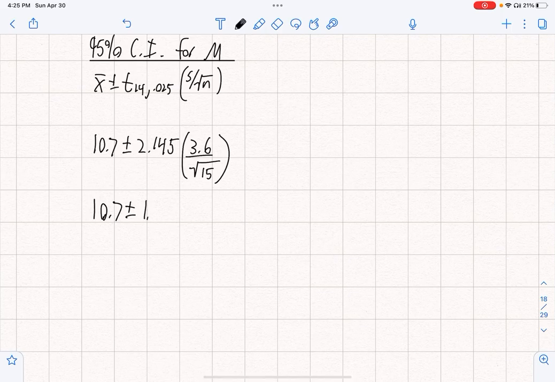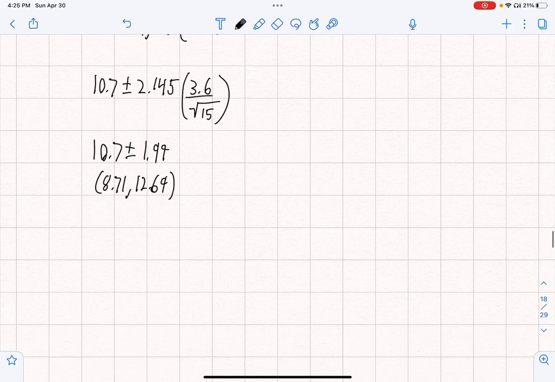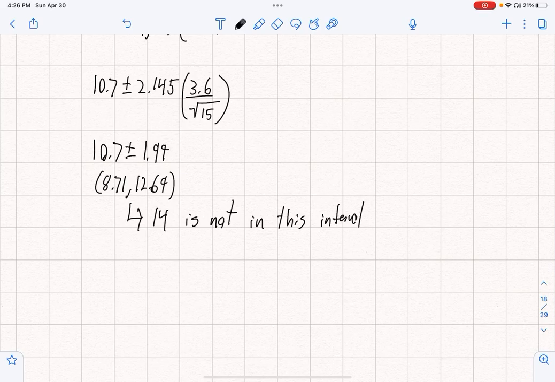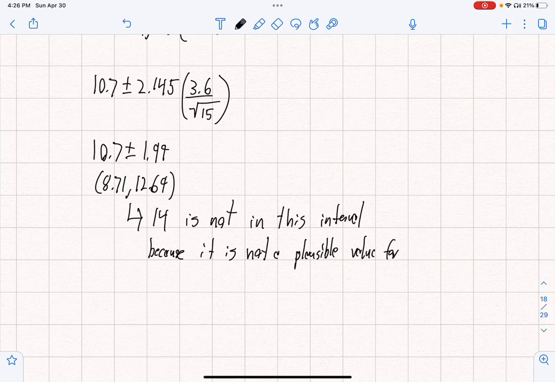So that'll be 10.7... I need to check my math because I had a different number there. So 1.99. And so our interval is from 8.71 to 12.69. Let's just note 14 is not in this interval because it is not a plausible value for mu.